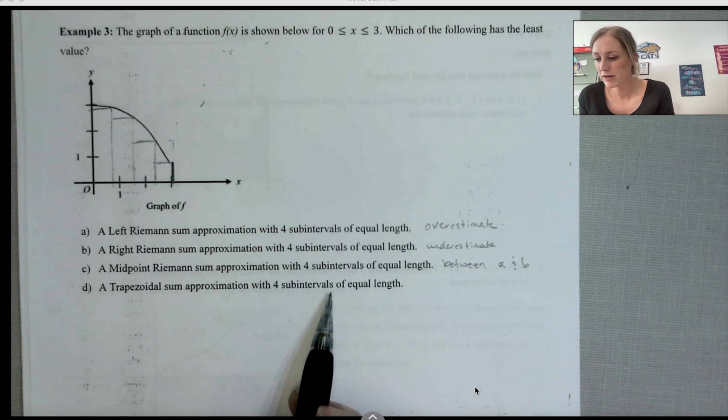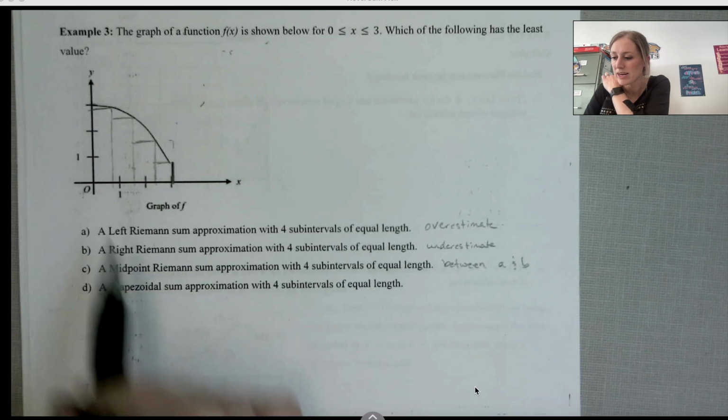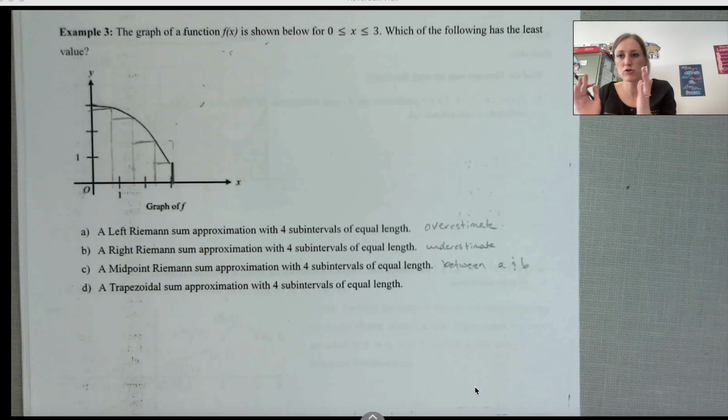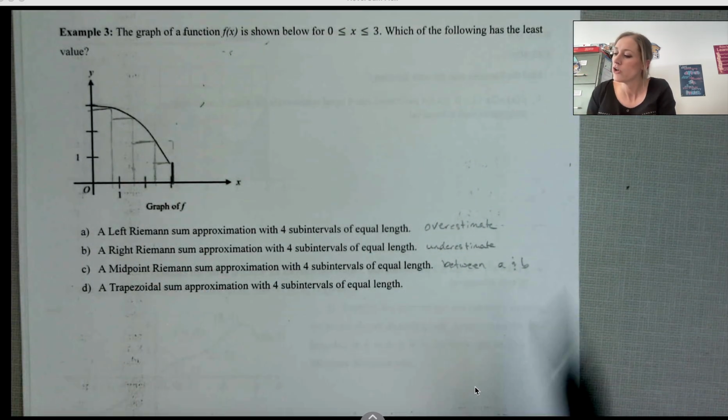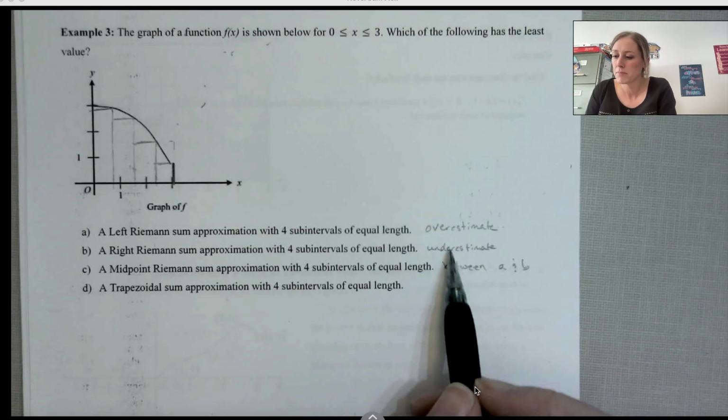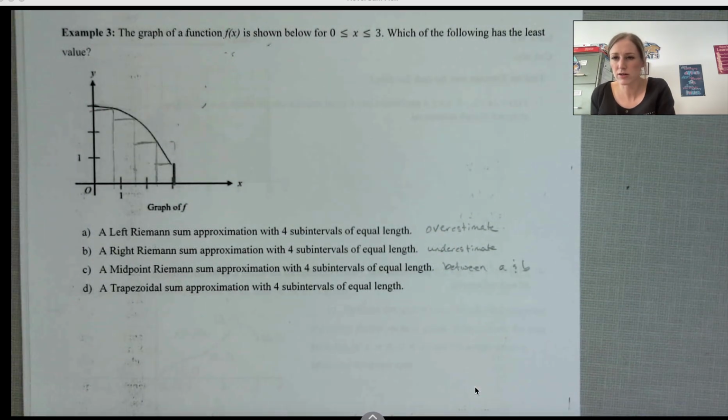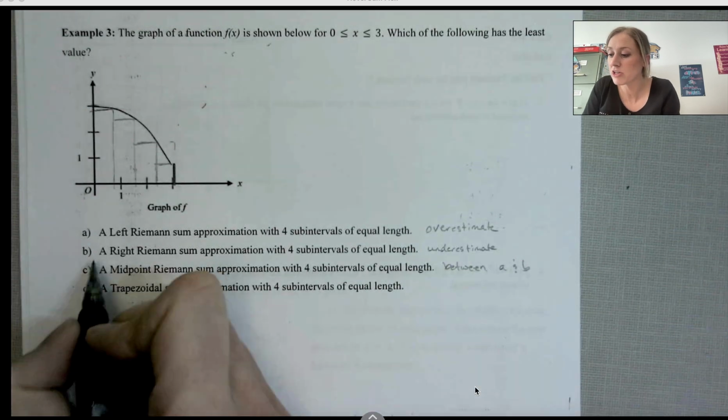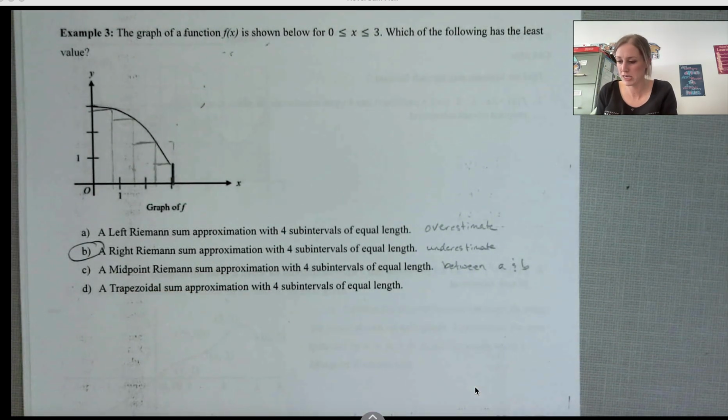Now, trapezoid, if you think about it, when I do a trapezoid, I'm averaging the left and right. We're doing base 1 plus base 2 divided by 2. So it also is going to be between A and B. We'll talk a little bit more specifically, but my least value is going to be B.